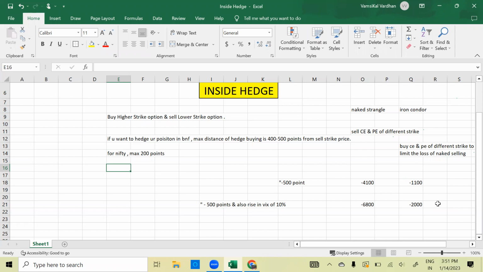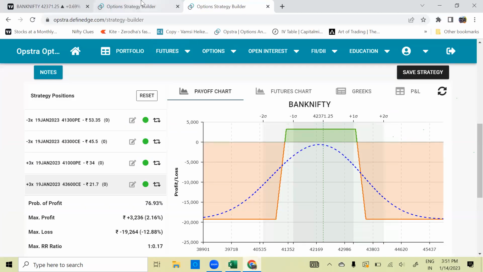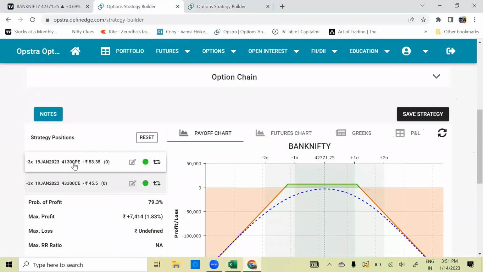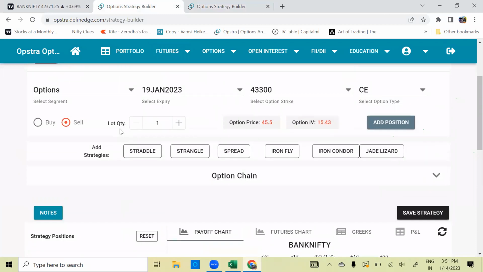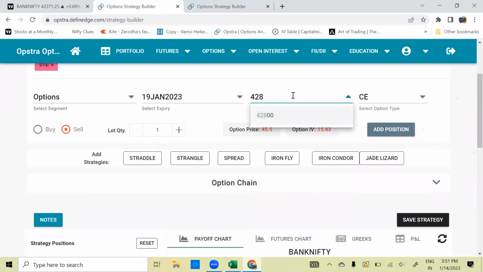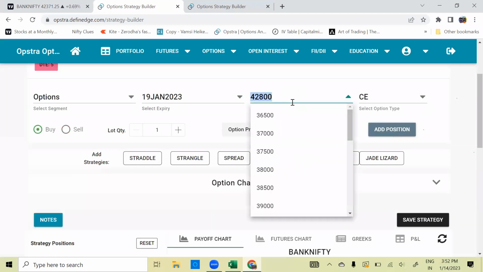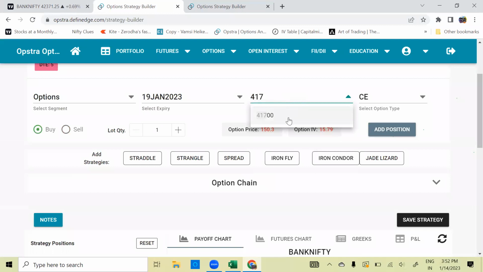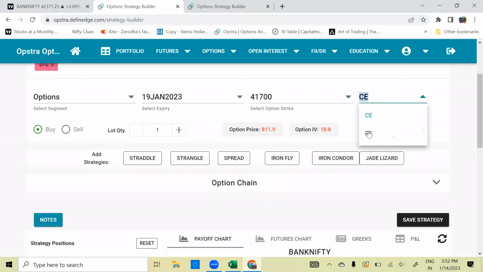So now, what is this inside hedge and how will it be constructed? The inside hedge is nothing but this: in the naked strangle, the 41,300 put and 43,300 call are there. So I will just buy the 42,800 call. I used to buy only one lot. Now 41,300 is there, so I will buy one lot of the 41,700 put.